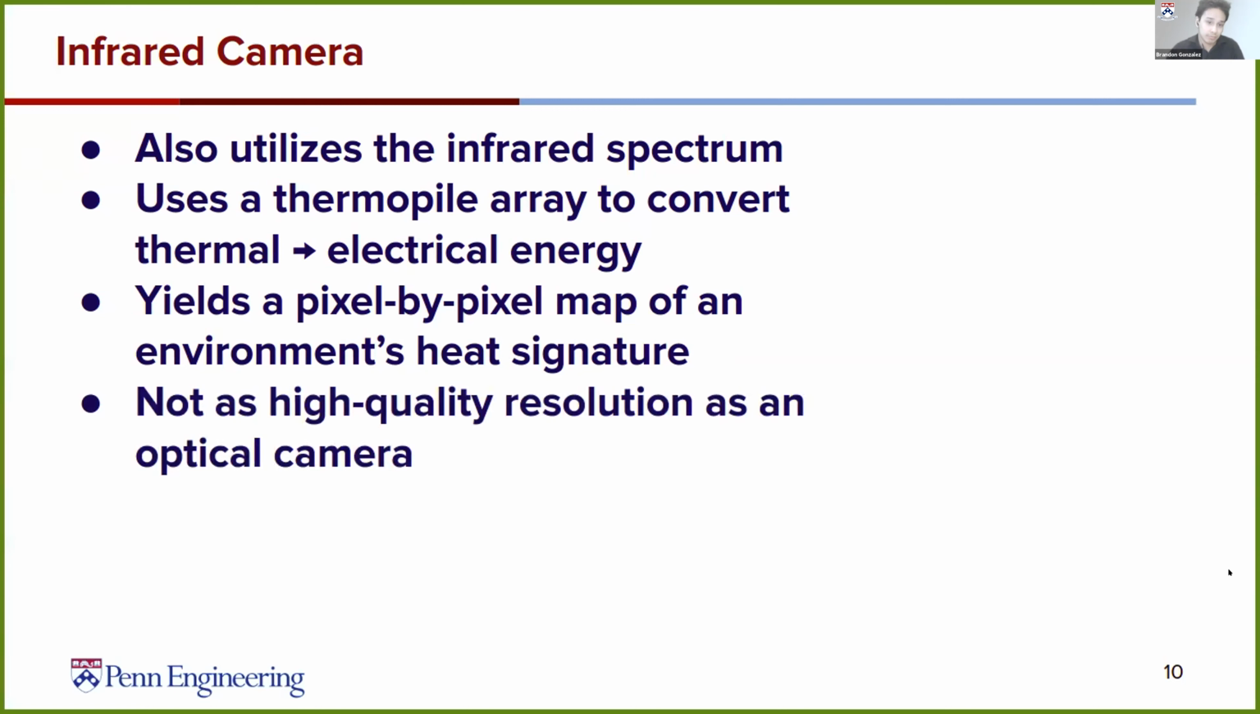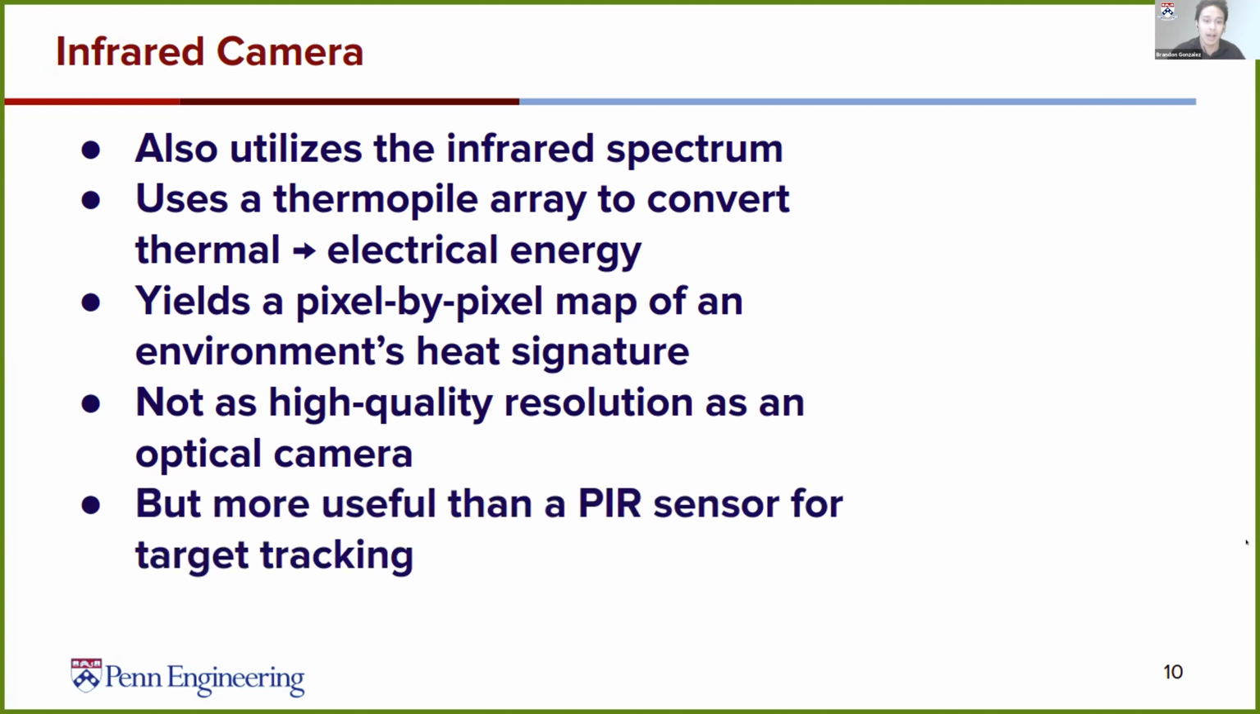Still not quite as high quality resolution as an optical camera. The ArduCam is a 1080p camera, which is pretty good quality. The infrared camera that I ended up using was only 8x8 pixels, which is not that high quality, but still more useful than PIR. Specifically for target tracking, you can actually detect a blob in the scene, and we'll talk a little bit more about how we went about doing that using image segmentation.